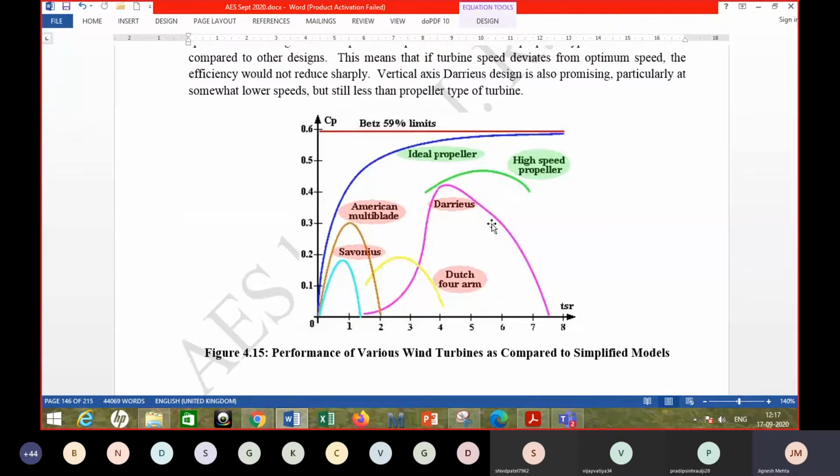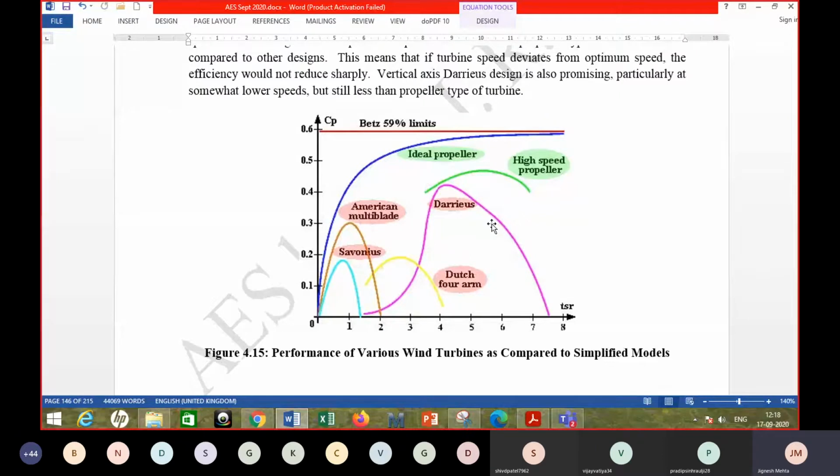And what you find is that the Dutch 4-arm should rotate at a bit higher speed to get that maximum efficiency, while Savonius should be rotated at low speed to get the higher efficiency. But then Savonius is very steep. So it means that if you don't operate it at optimum conditions, its efficiency is going to drop very fast, right? And the Dutch 4-arm is a bit flatter than that, but still the shape is not very good.